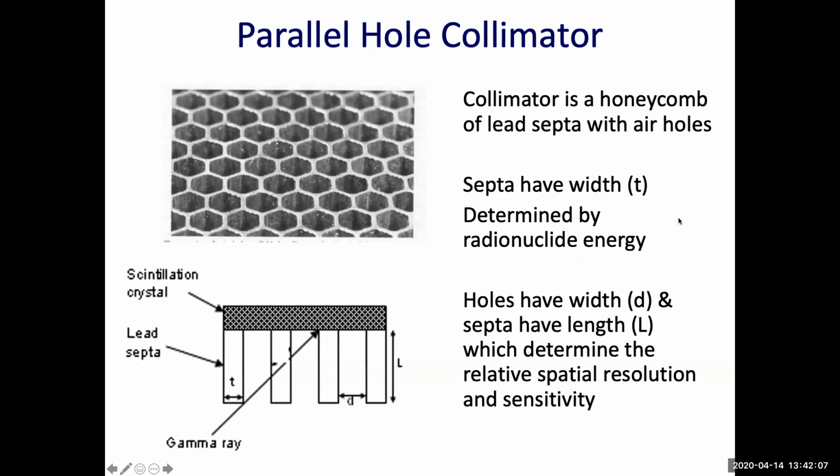In this presentation, I will talk only about the parallel hole collimator, as it is the most commonly used type of collimator nowadays. The collimator most commonly consists of a leaded plate containing a large number of holes, similar to this one. So the collimator is a honeycomb of lead septa with air holes. From this cross-section of the collimator, we can see there are septa here. This is the septa of the collimator. The septa has length L, the diameter of the hole, and we also have the thickness of the septa. The length of the septa and the diameter of the hole determine the spatial resolution and sensitivity of the collimator, while the thickness of the septa is determined by the radionuclide energy.